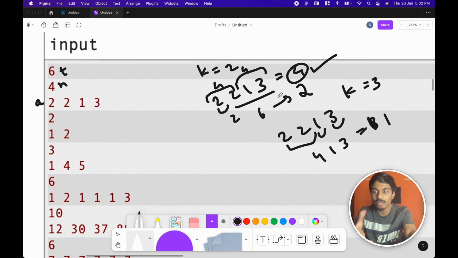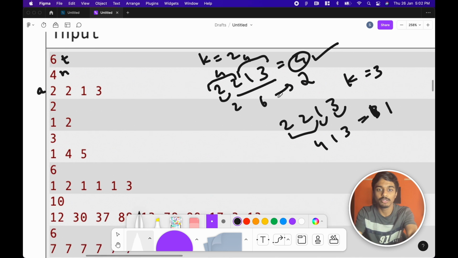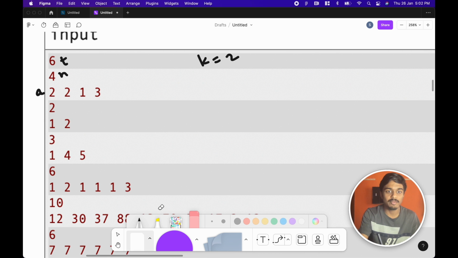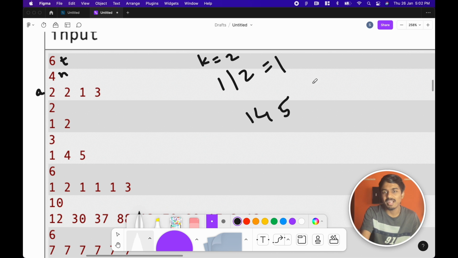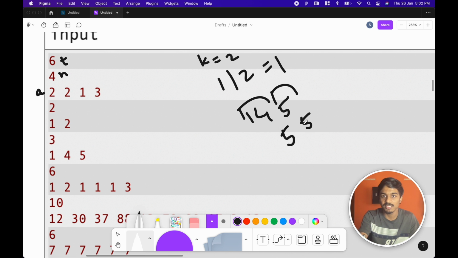I hope you got the method on what exactly we need to do. Now let's take the next example, 1 and 2. We have to take at least 2 parts here, so we need to split here, and the GCD is 1. Now take 1, 4, 5. Randomly again I am taking k value as 2. It may or may not be 2, but let's take 1 plus 4, and 5. 1 plus 4 is 5, and the GCD of both of them is 5.